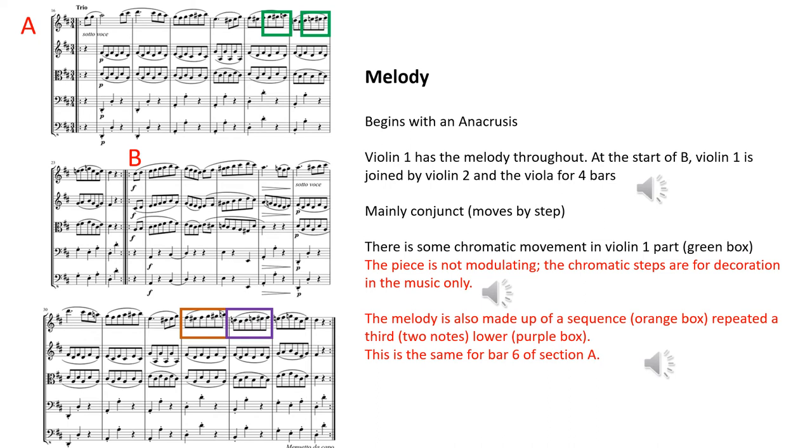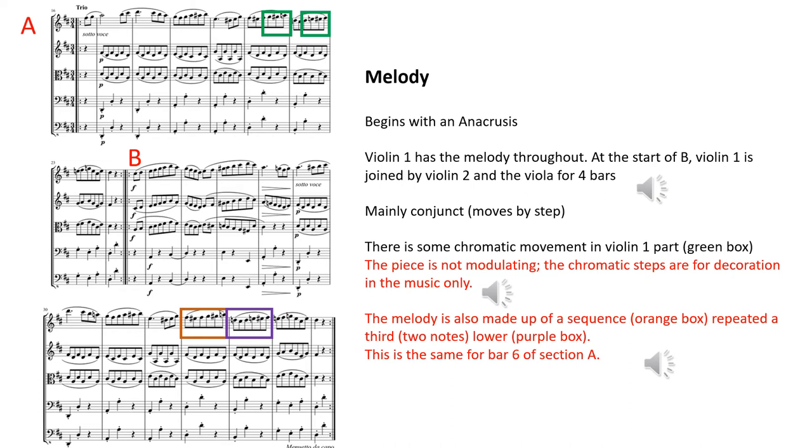The melody of the trio. The melody, like the minuet, begins with an anacrusis or upbeat. Violin 1 has the main melody throughout. At the start of section B, violin 1 is joined by violin 2 and the viola for 4 bars. The melody, like the minuet, is mainly conjunct, which means it moves by step.